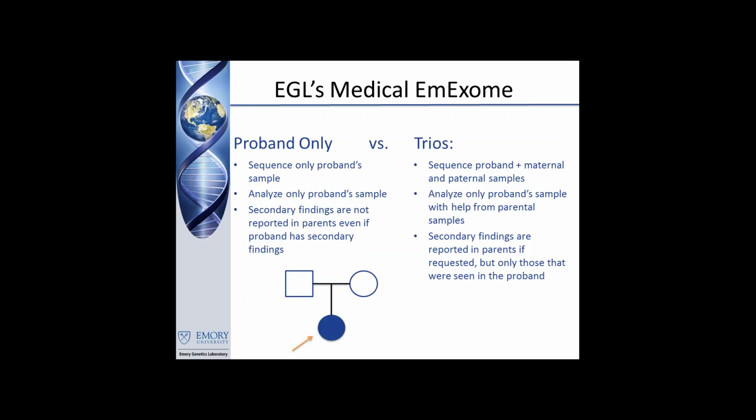When we get samples for trios, we're sequencing the Proband sample as well as the maternal and paternal samples at the same time. But we're only analyzing them in reference to that Proband sample. So we do have mom and dad's information, but we're only looking at those calls made in the Proband. And then secondary findings can be reported in the parents if they're requested, but we're only once again looking at those findings as seen in the Proband. So for example, if the mom was a carrier for cystic fibrosis and the Proband did not inherit that change from the mom, it wouldn't be reported.